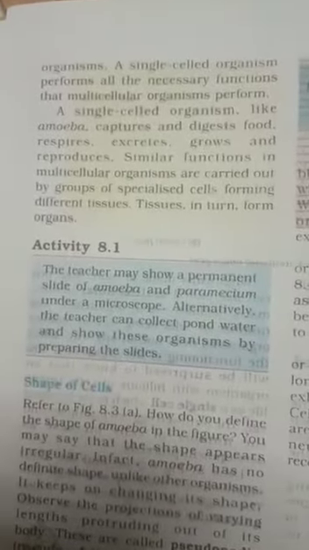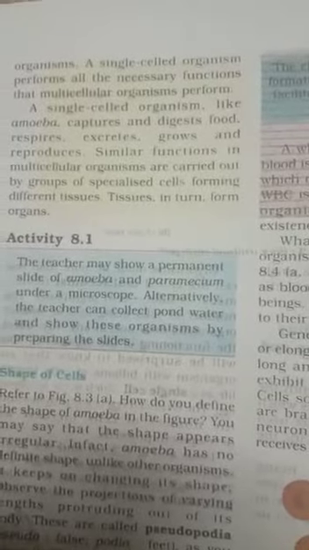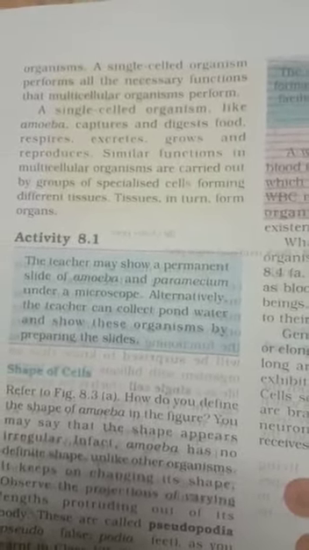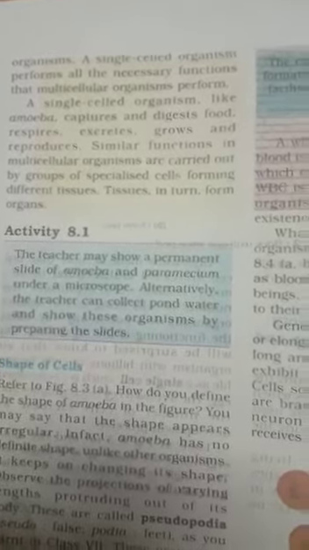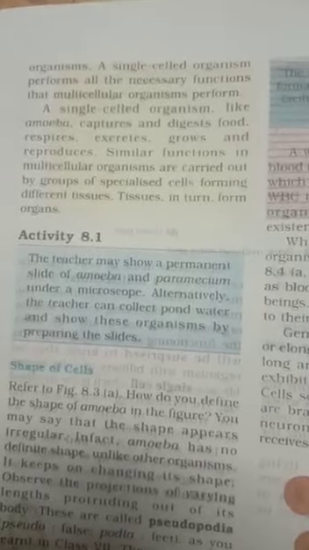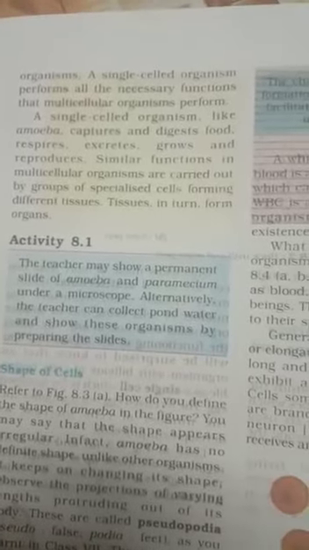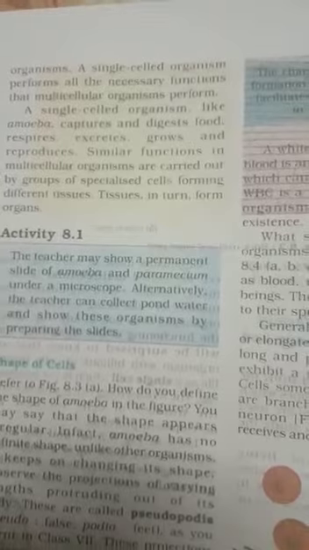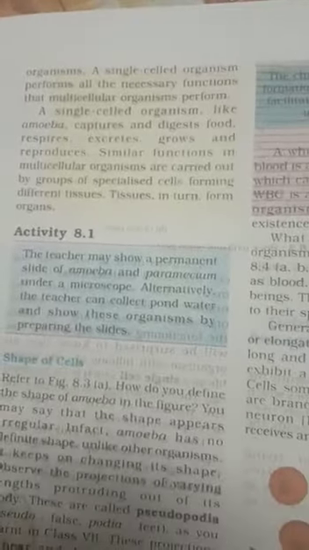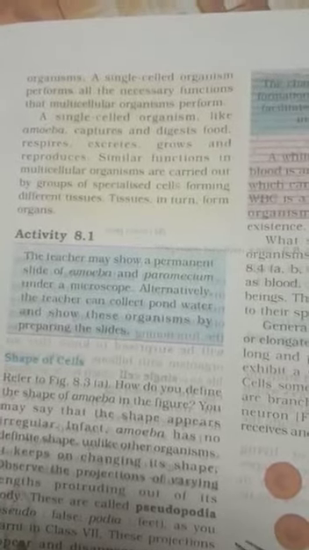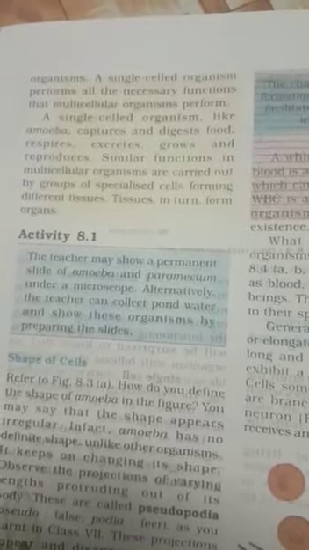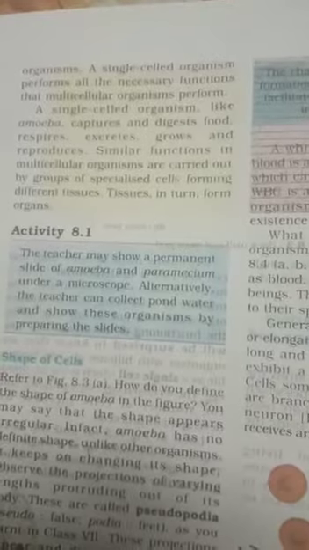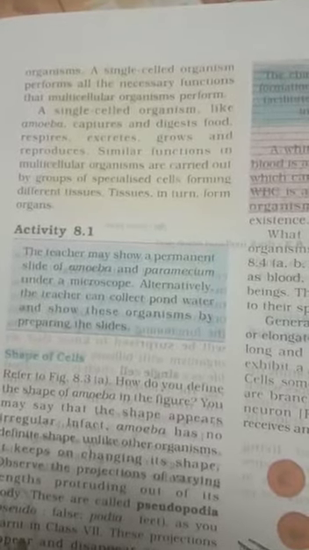I told you the cell shape and size will be different from one organism to another, whether single cell or multicell. But the functions are the same in a multicellular organism and a single cell organism. Everything like respiration, reproduction, excretion occurs in the single cell organism itself. A single celled organism like amoeba captures and digests food, respires, excretes, grows and reproduces. Similar functions in a multicellular organism are carried out by groups of specialized cells forming different tissues, which in turn form organs.